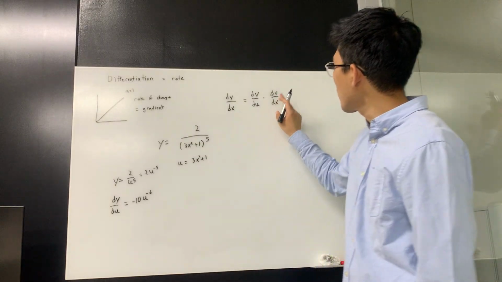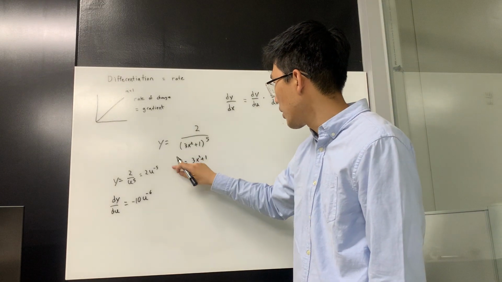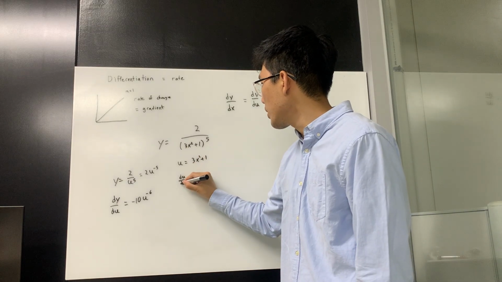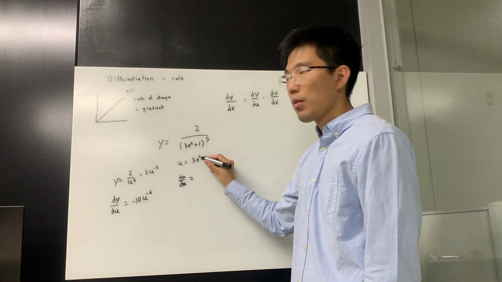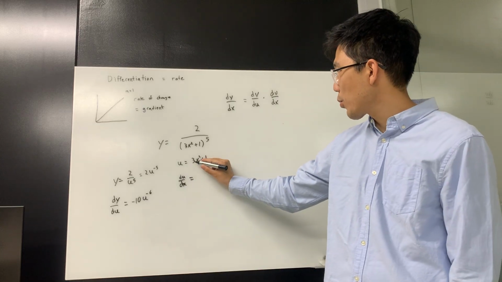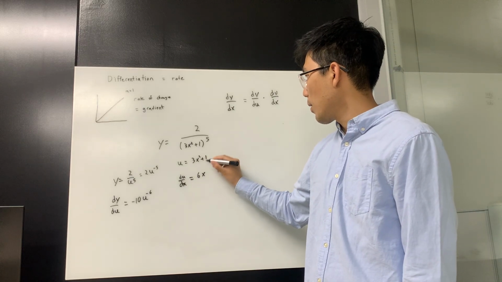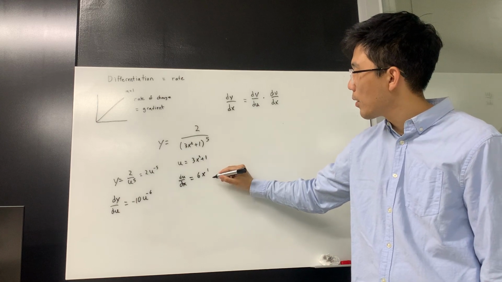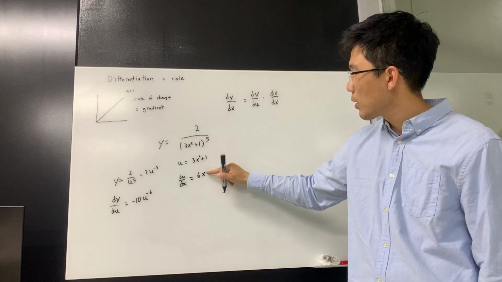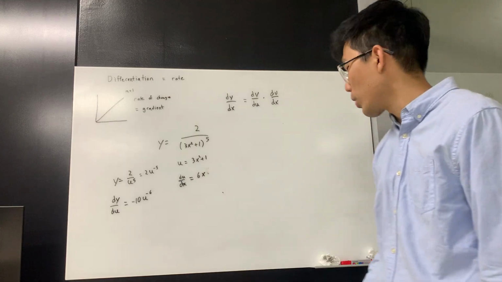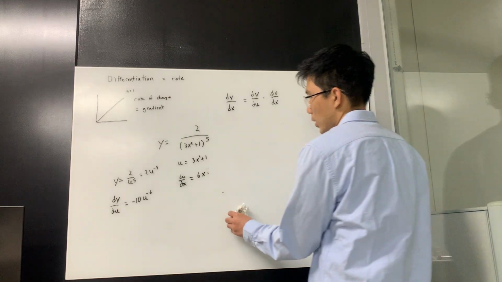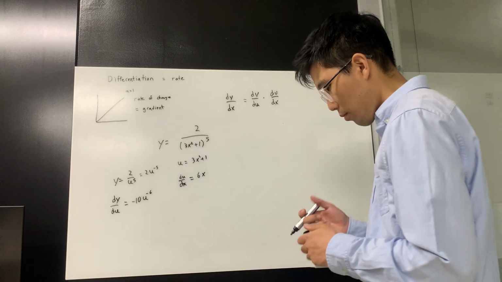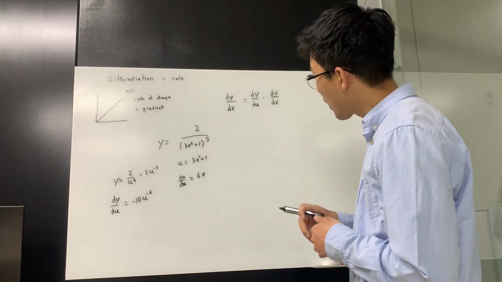Now the second part of the chain rule, du over dx. It's this one. We need to differentiate this. Du over dx is, power of 2 comes down, 2 times 3, 6. Power of 2, drop 1, 1. And we can just ignore the plus 1, we can just delete the 1 and we get 6x. Okay? And the chain rule, apply them.